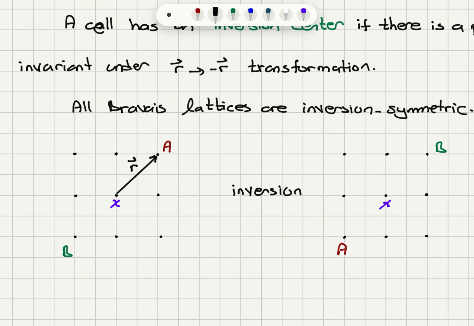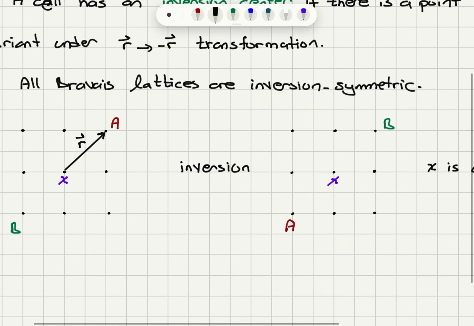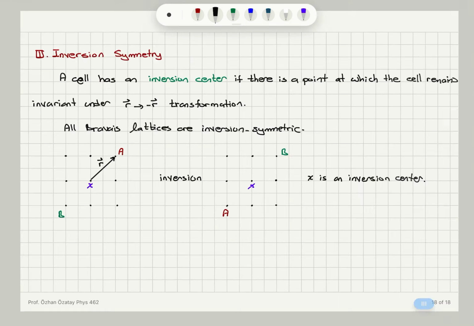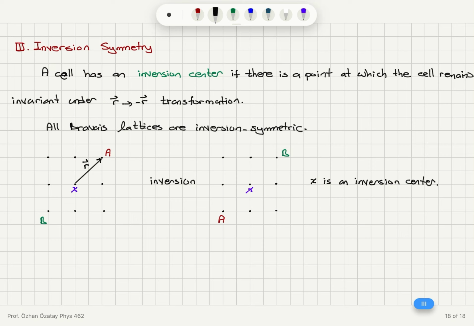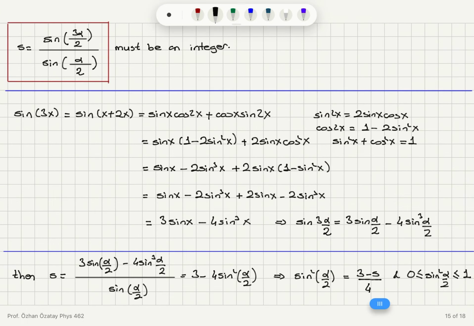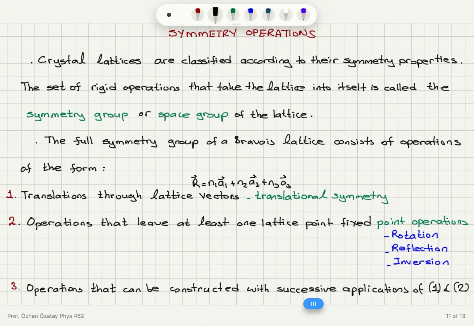So here is our square lattice. Point X is an inversion center. I look at the vector R that takes my inversion center to point A, and if I have an R to minus R transformation, so that A is translated to where point B used to be and B is translated to where point A used to be, I see a completely symmetric situation. So X becomes an inversion center. And this one is a point operation because it was a lattice point that I have chosen for the inversion operation. Okay, so let's summarize the symmetry operations.